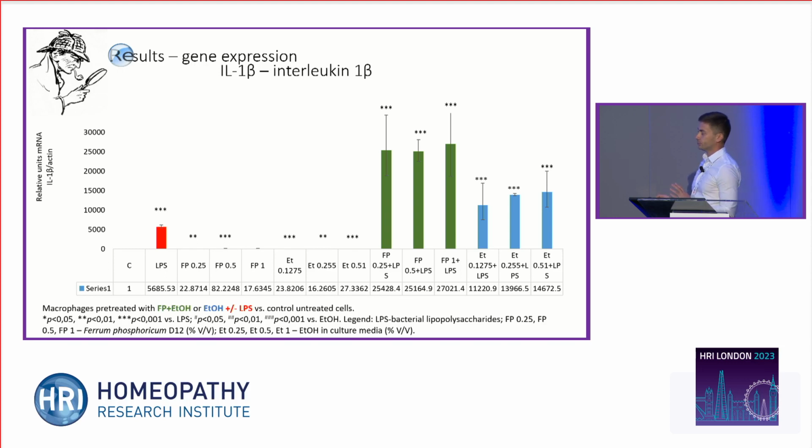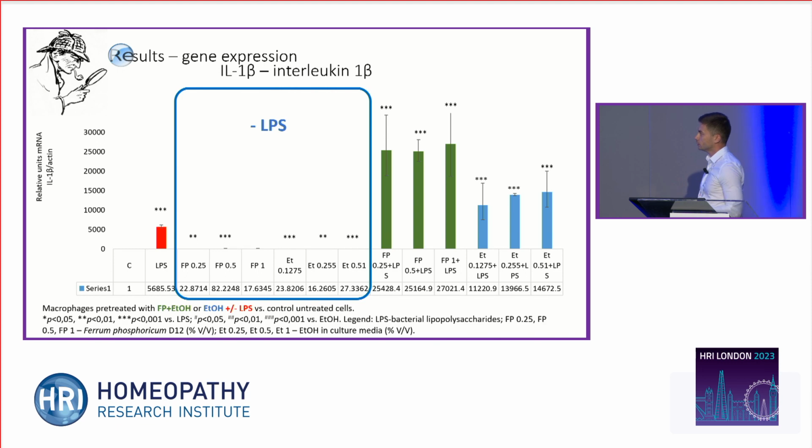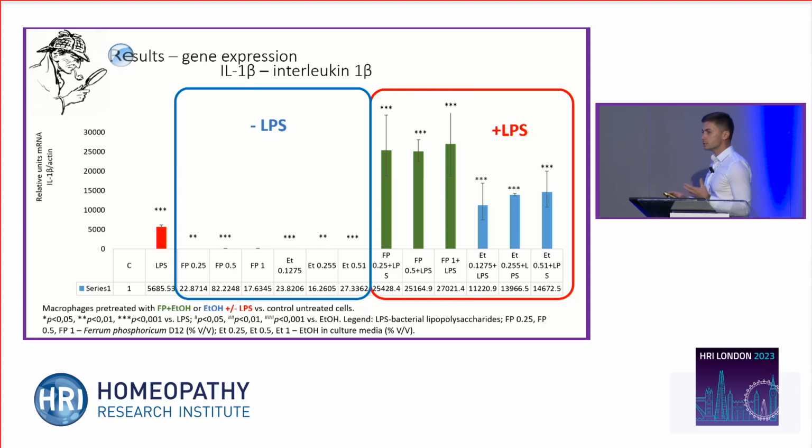Second set of treatment groups. Here are the groups of treatment with ferrum phosphoricum and control ethanol treatments of macrophages which are not stimulated with bacterial lipopolysaccharides. In the next slides, I won't show you these results because they're repeated, which is nice. I need to underline this: the results are the same as we got in our previous study. So we confirm in this study the results that we got from the first one. And then what was new, and what we were curious to see, is the second set of treatment groups.